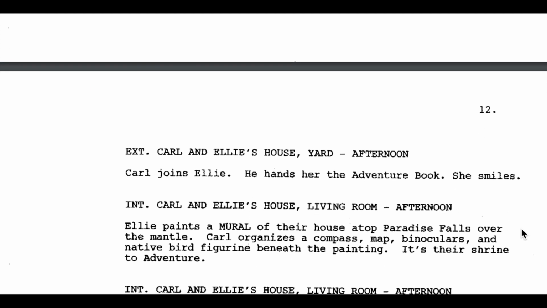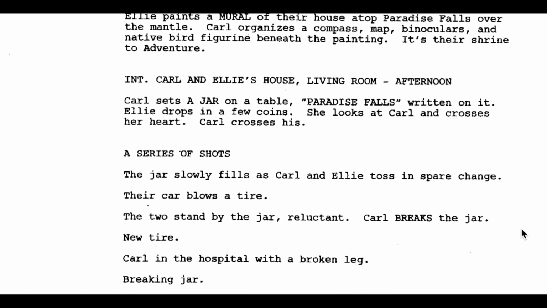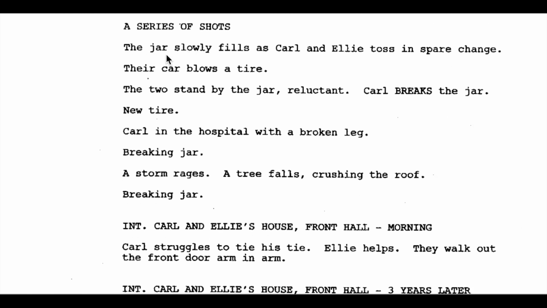Anyways, this is the next area that I wanted to get into, because you see the series of shots. The series of shots is kind of similar to a montage. The jar slowly fills as Carl and Ellie toss in spare change. Now, why does it say the series of shots? And then we get line by line different things, right? So their car blows a tire. The two stand by the jar, reluctant. Carl breaks the jar. Okay.